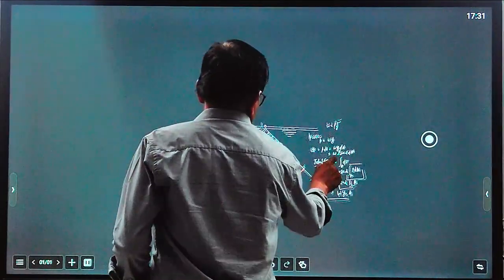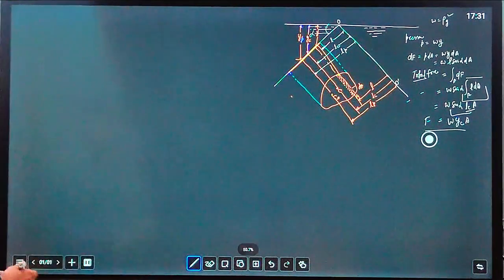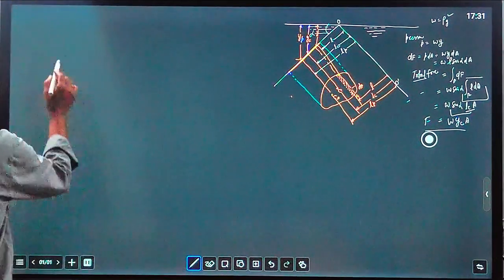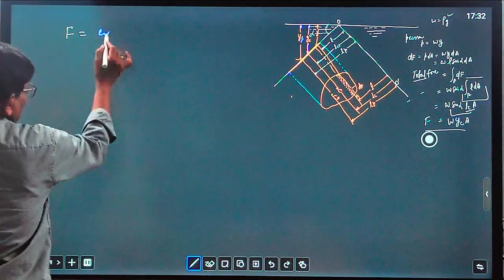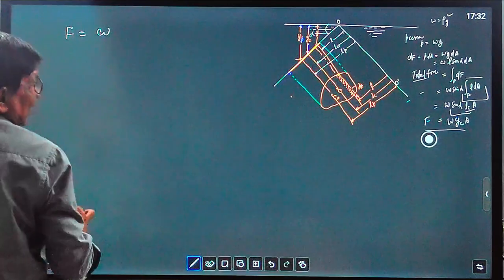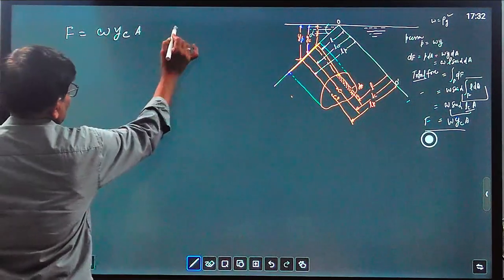So now, reducing the size, see, we have calculated YC. Total force F equals omega YC A. So this is equation number 1.